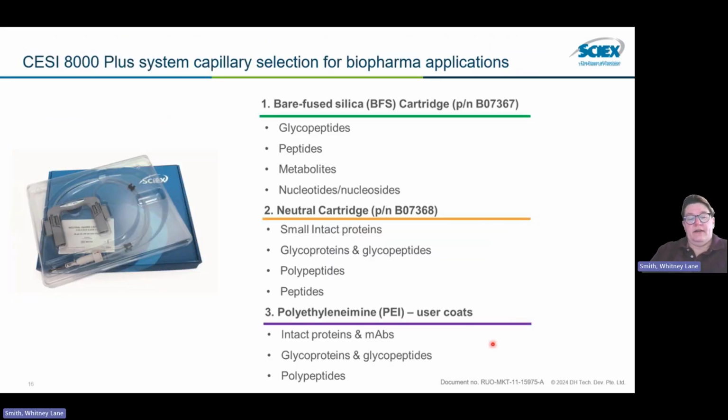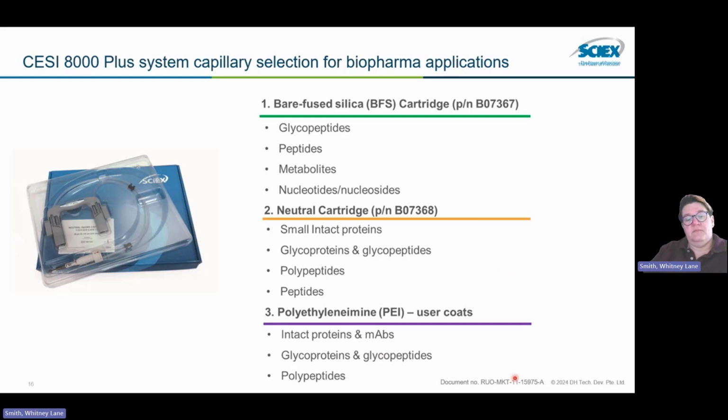Like I said, we have 2 different capillaries that we offer, and then you have the ability to coat the bare fused silica on your own. Typical applications for the bare fused silica are glycopeptides, peptides, metabolites. The neutral cartridge we recommend for proteins or any kind of larger peptides. As an alternative to the neutral, you can use the polyethylene imine.